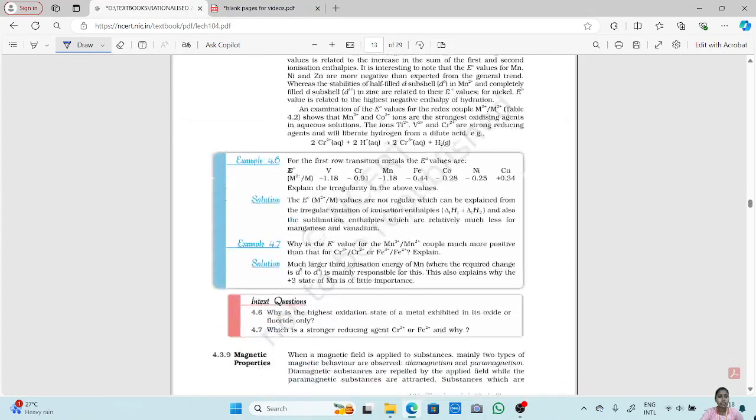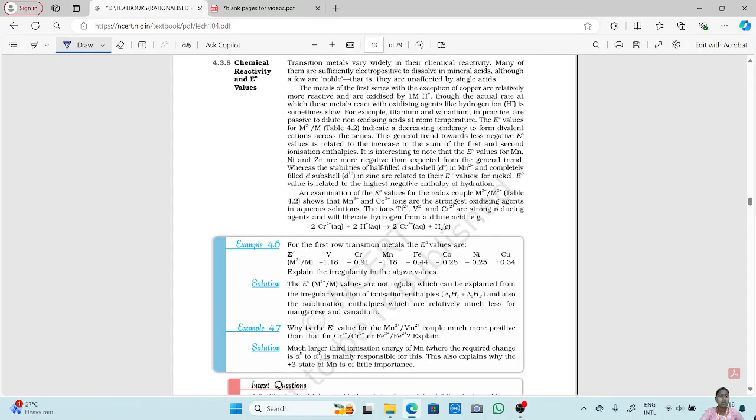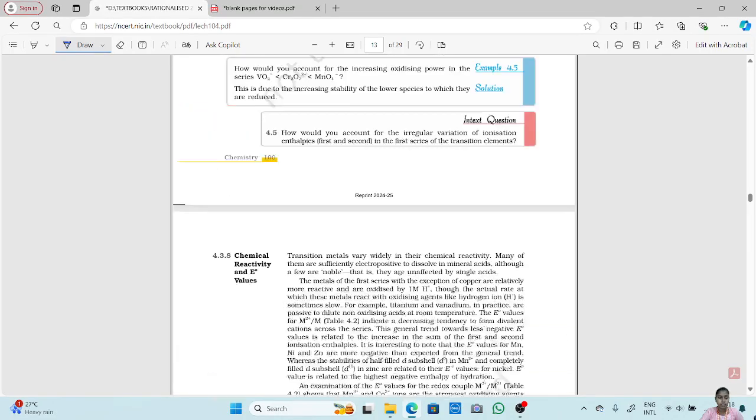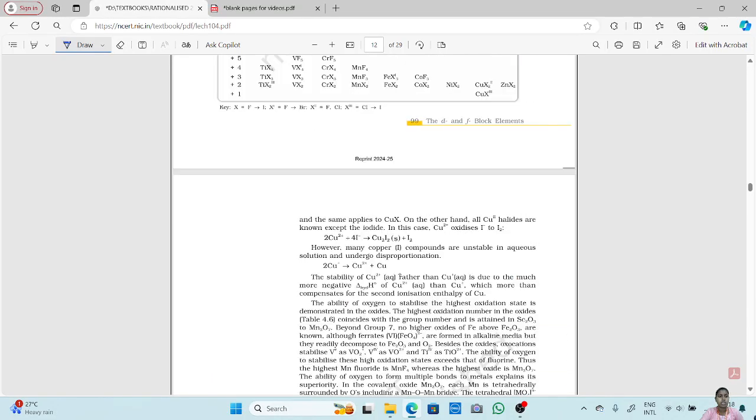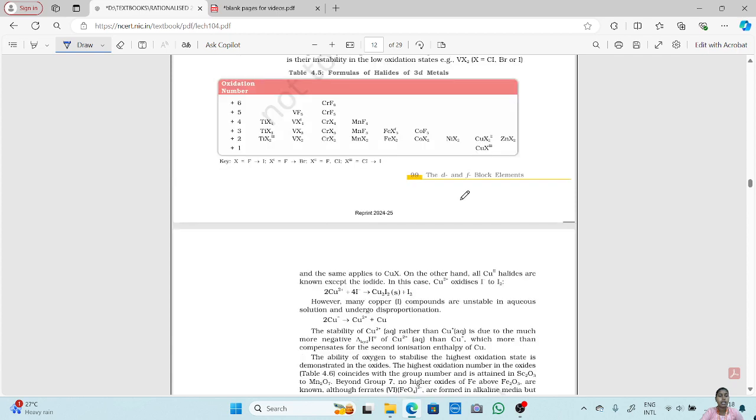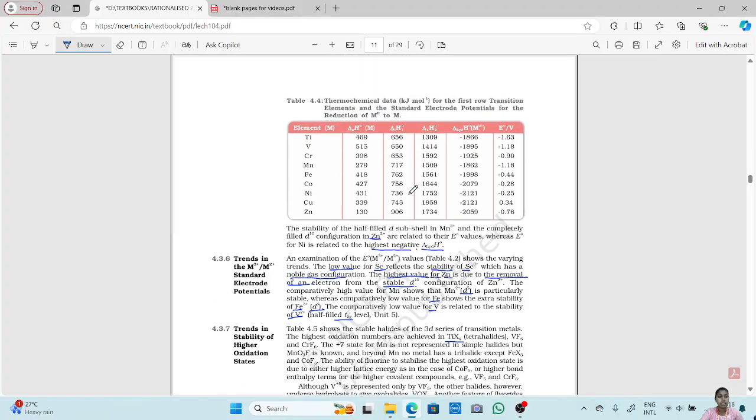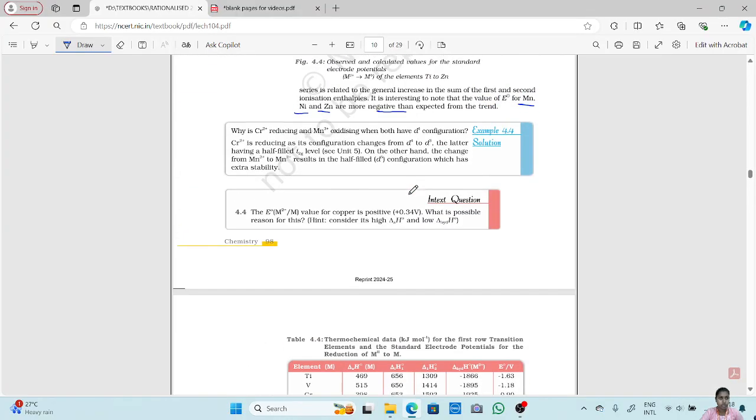So in our next class, we will see the chemical reactivity and magnetic properties. In this class, we have seen oxidation states, how to stabilize them, and their trends in standard electrode potentials.